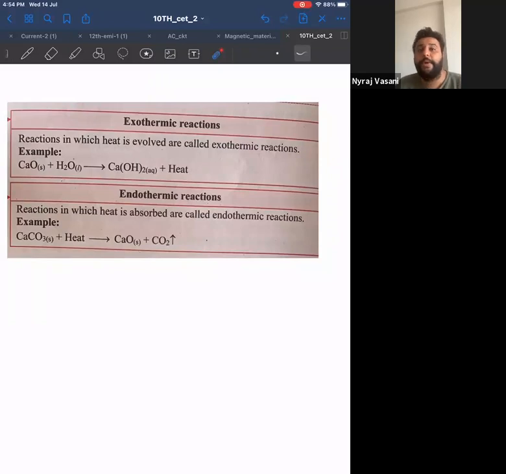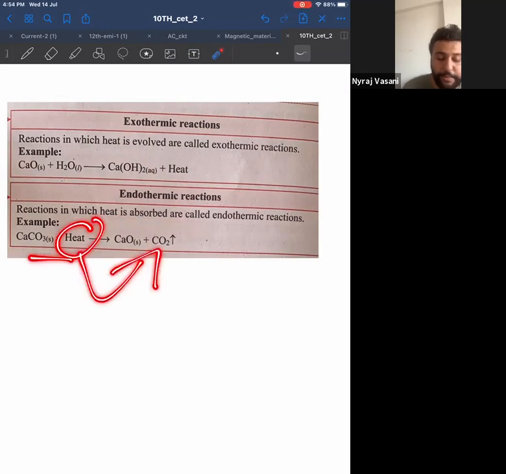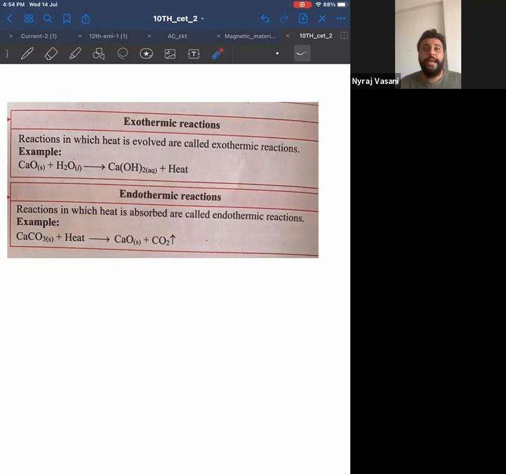Exerting means giving out. So if you see the definition of exothermic reaction, it is a reaction in which heat is given or evolved. So if you see the reaction, on the product side, heat is given. And endothermic is a reaction in which heat is absorbed, and then you get a product. So exo means heat is given out and endo means heat is taken in to get something.